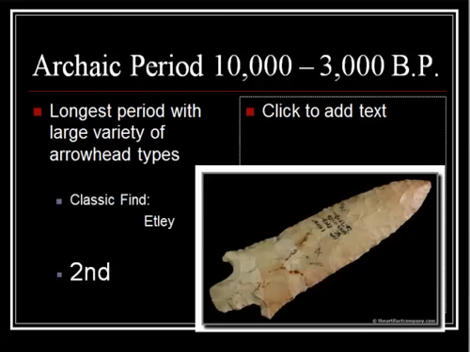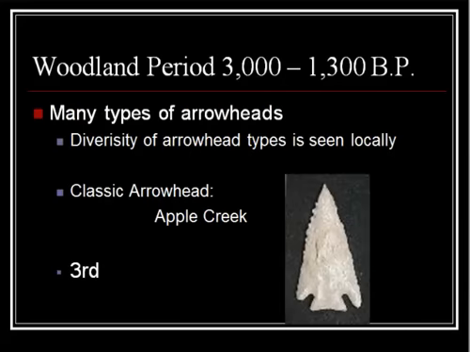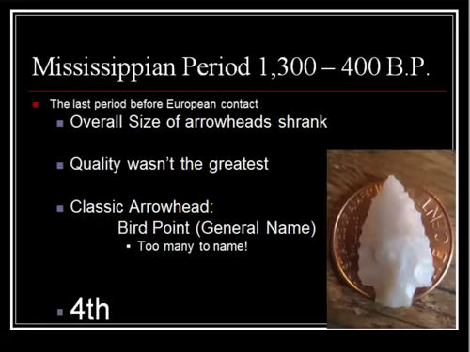The next one will be the Woodland period, beginning after the Archaic, about 3,000 years ago, and ending 1,300 years ago. There are many types of arrowheads, and diversity of arrowhead types is seen locally. The classic arrowhead type is the Apple Creek. Pretty cool arrowhead too. The next period is the Mississippian period, beginning 1,300 years ago and ending right before contact.